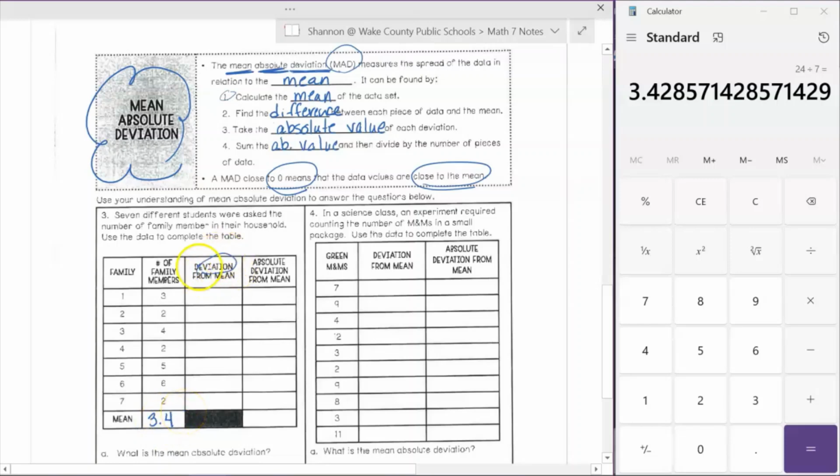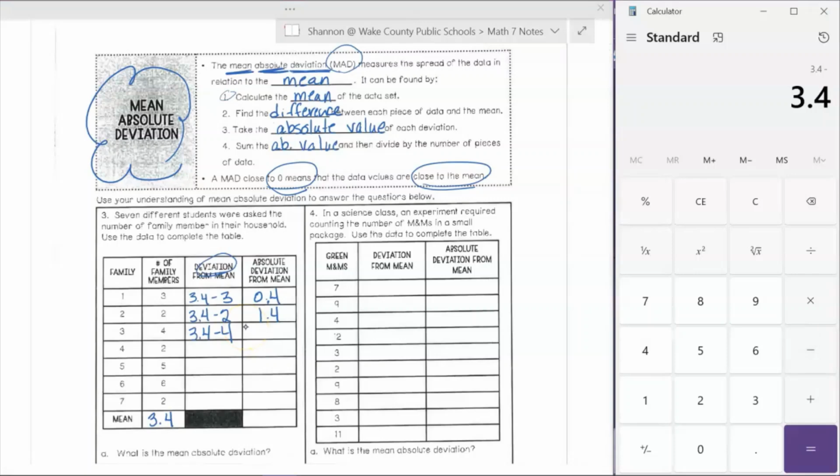All right, the deviation is how far each of these numbers is off of 3.4. So take 3.4 and subtract 3. And that's 0.4. We don't care if it's positive or negative. 3.4 minus 2 is going to be 1.4. 3.4 minus 4, and again, we don't care about the negatives. So that's 0.6.